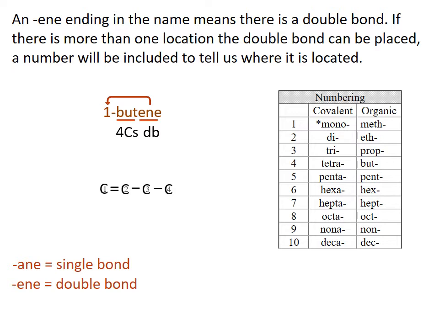Now we write our hydrogens. The first carbon needs 2 more bonds, so I put 2 hydrogens on that first carbon. The second carbon needs 1 more bond, so I put 1 hydrogen on that carbon. The third carbon is making 2 bonds. It needs 2 more, so I place 2 hydrogens on that carbon. And the last carbon is only making 1 bond, so I add 3 hydrogens to the final carbon.